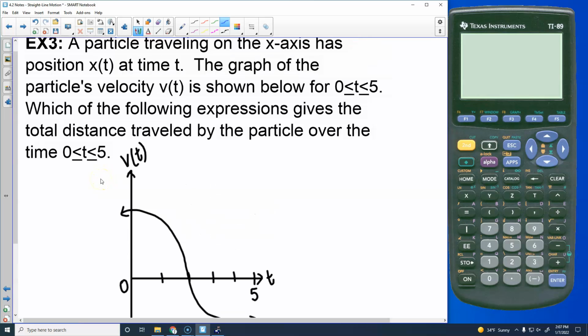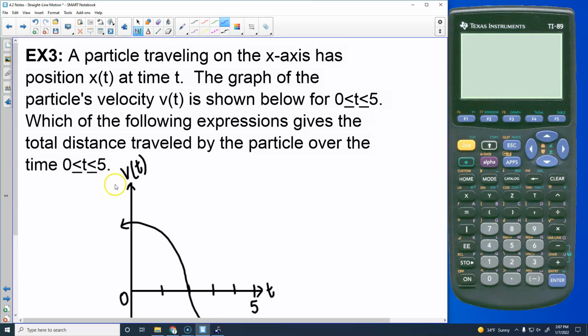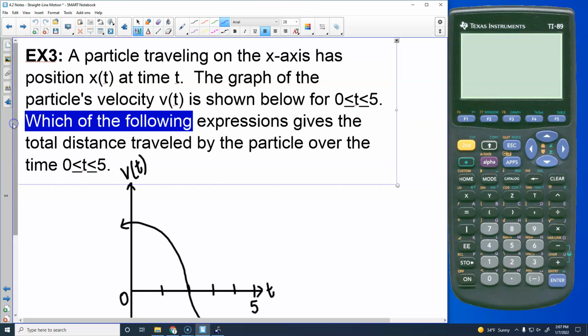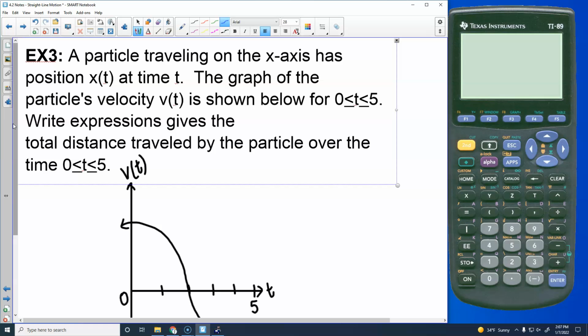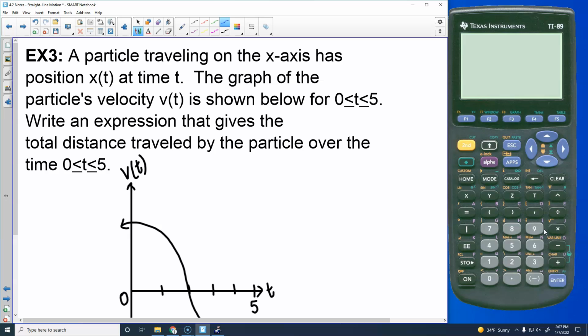I think I was copying a problem you're going to see that's going to be multiple choice. Instead of which of the following, let's change that to write an expression that gives the total distance traveled. So that was not worded well where I copied it from. You'll have multiple choice.